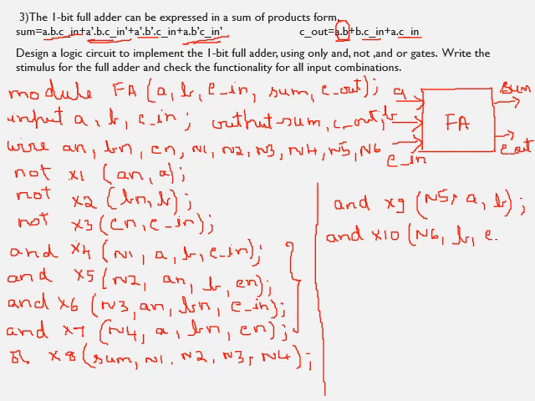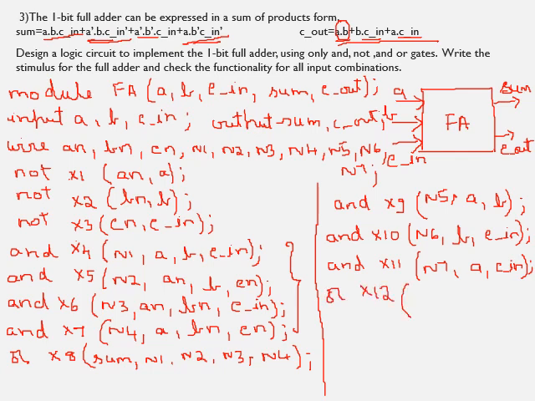B comma C in. The last one is AND x11. Let this be N7, A comma C underscore in. So these are the 3 AND terms of the carry out. So I require one more OR gate, let this be x12. Output is C out, N5, N6, N7, and end module.